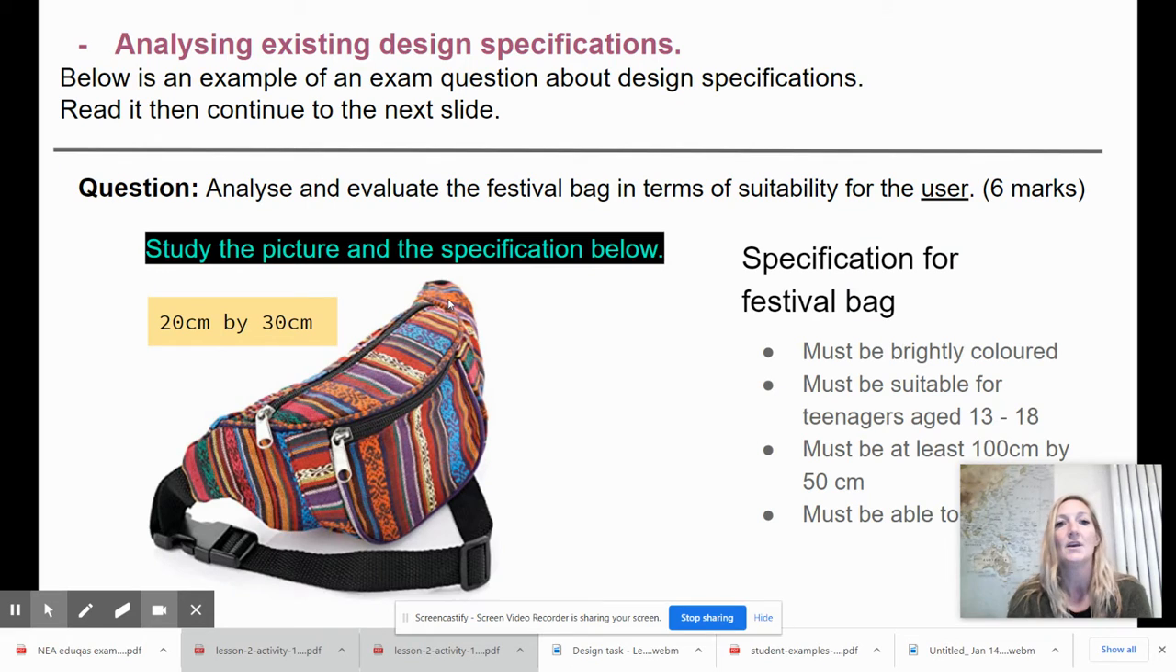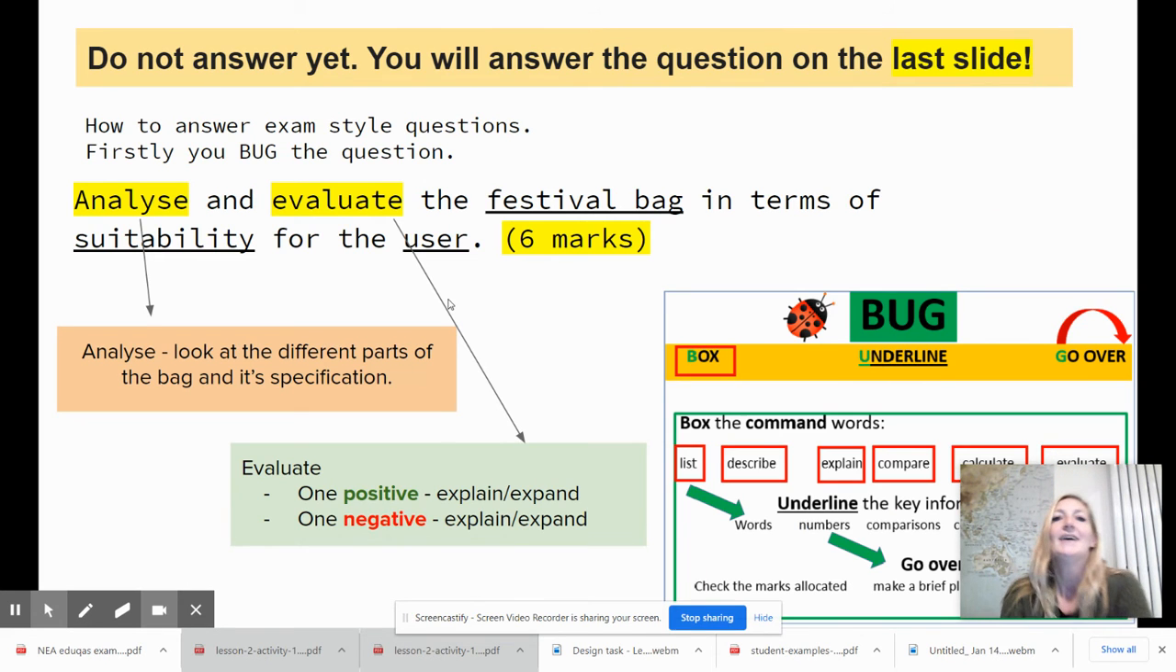Okay, and then for your second part of this lesson, you are going to analyse existing specifications. On this slide is an example of an exam question that looks at a product and the specification for it. So have a look at that, read the question and the specification. Here is just a little help with how to answer that type of question. I know that by Year 9 you will have done questions like this in geography and other subjects. So you are going to have a look at how to do that and the key terms.